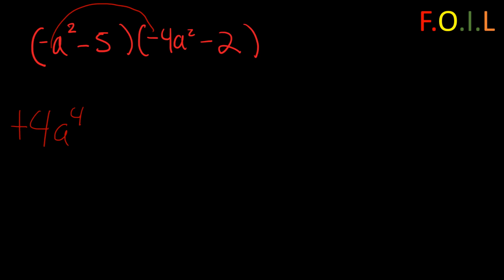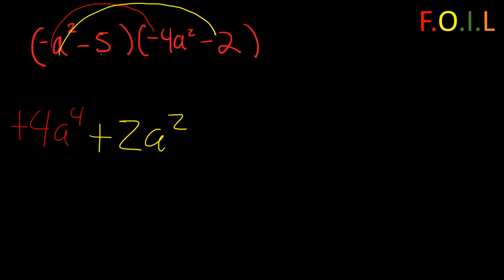Now we move on to our outer. So we have our negative a squared times negative 2. And negative and negative is a positive. The a squared is just going to tag along, and we're just going to be left with 2a squared. So now I have to move on to my inner.